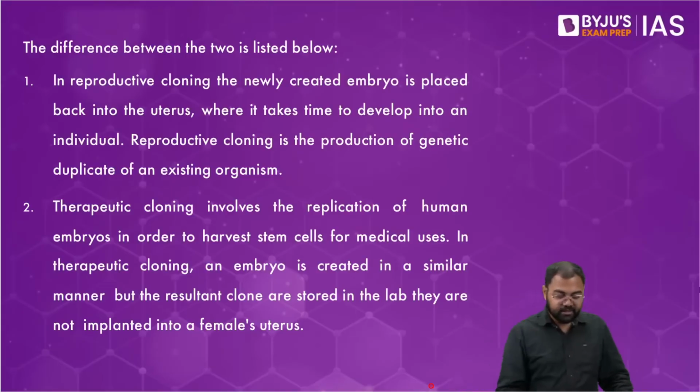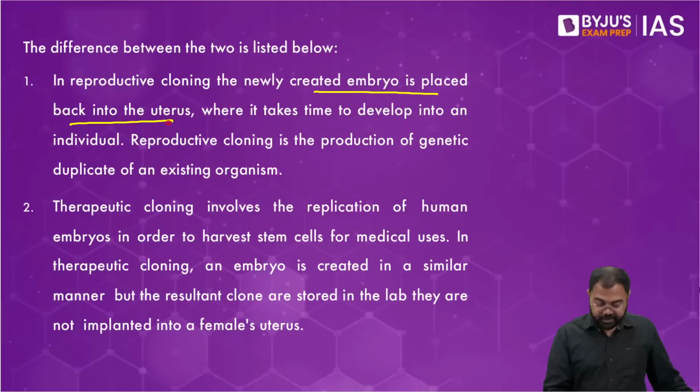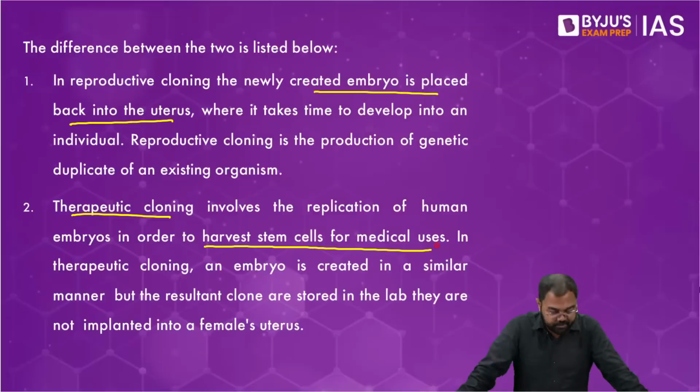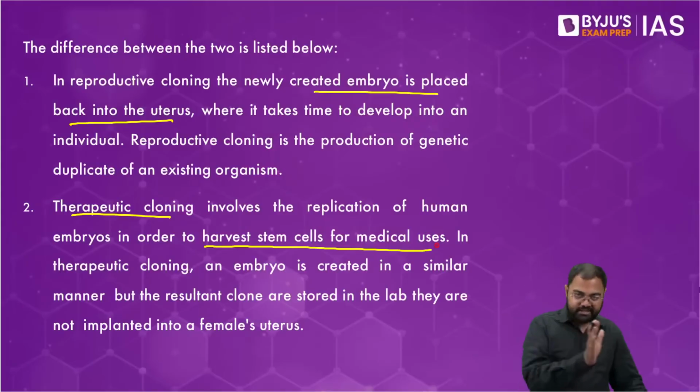So in reproductive cloning, what we see is that the newly created embryo is placed back into the uterus, which will take its time for the birth of a new individual to happen. And in case of therapeutic cloning, we try to harvest stem cells, etc., from here for medical purposes. So in this manner, only the last step has two possible processes, whereas all the other steps before that will be the same.